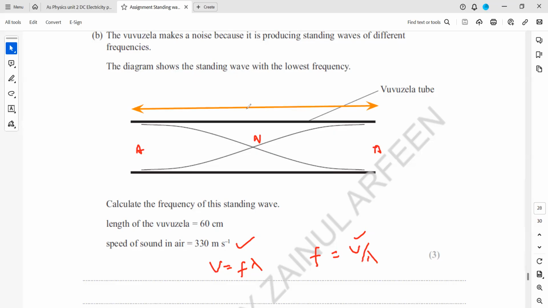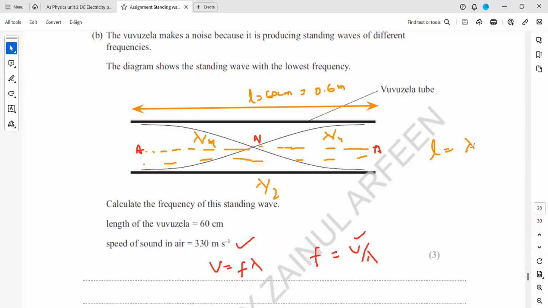The length of the pipe is 60 centimeters. But the SI unit of length is meter, so we divide it by 100. So it will be 0.6 meters. Now, what is the wavelength in terms of the length? The distance from node to antinode is a quarter of the wavelength, and the distance between two successive antinodes is equal to half of the wavelength. Like from here till this point, it is a quarter, and node to antinode, again, it is a quarter. So this total distance, quarter plus quarter, becomes half of the wavelength.